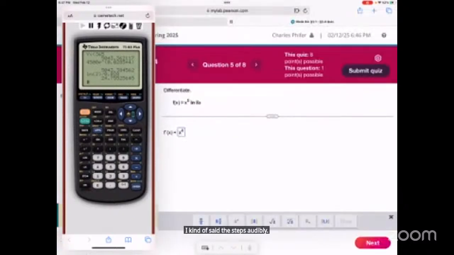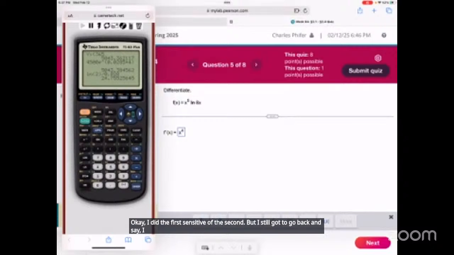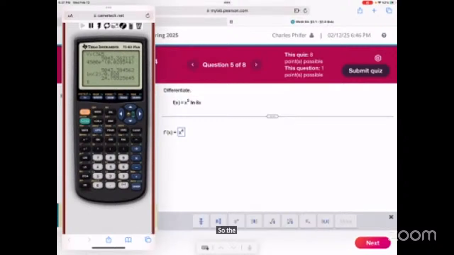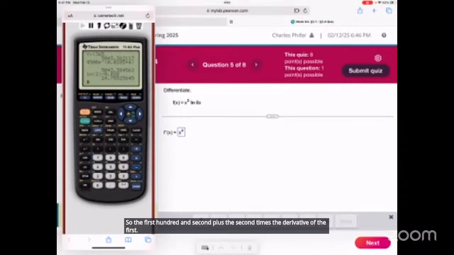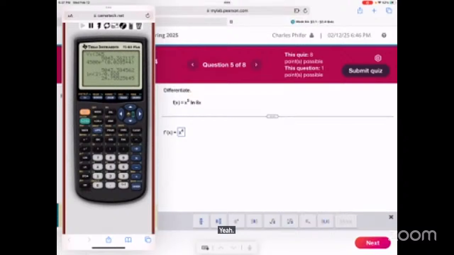First times the derivative of the second. Wait a minute. Okay, I did the first times the derivative of the second, but I still got to go back and say I almost got that one wrong. So the first times the derivative of the second plus the second times the derivative of the first. So we need to do plus the second times the derivative of the first, which is going to be what? 5x to the power of 4. Okay, I think that's decent.